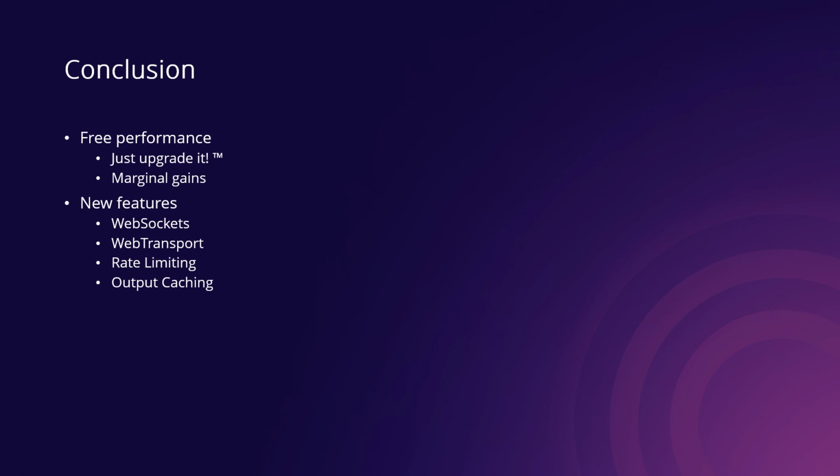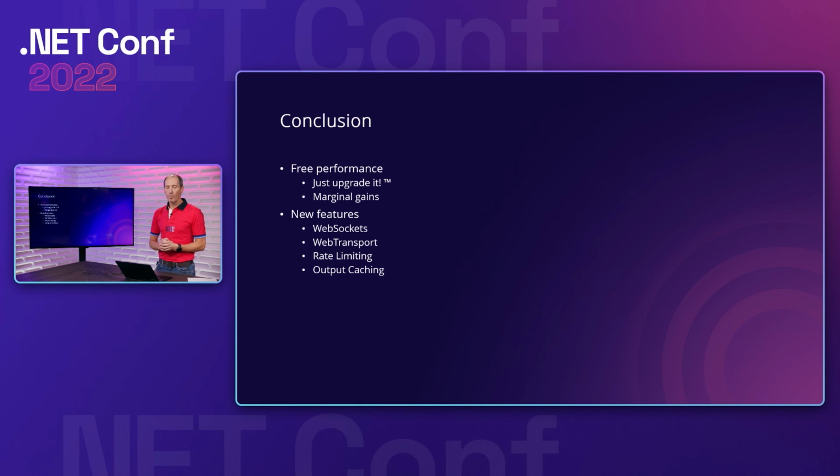As a conclusion, by upgrading to .NET 7, you get free performance, which means just upgrade it and you get free performance. Nothing to do on your web app. And then there are some features that will give you marginal gains, but when you add up all these marginal gains, you get much better performance.